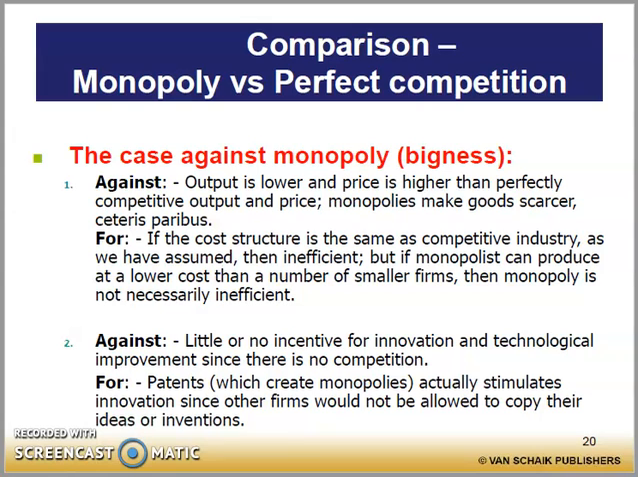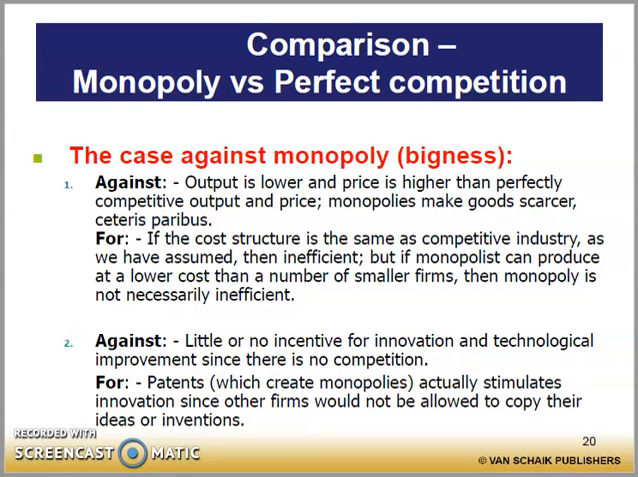This conclusion is valid, however, only if the monopolist's cost structure is the same as that of a competitive structure. One of the reasons for the existence of monopoly is that it permits economies of scale. So if one firm can produce a product at a lower cost than a number of small independent firms, then monopoly is not necessarily inefficient, and it can be beneficial.